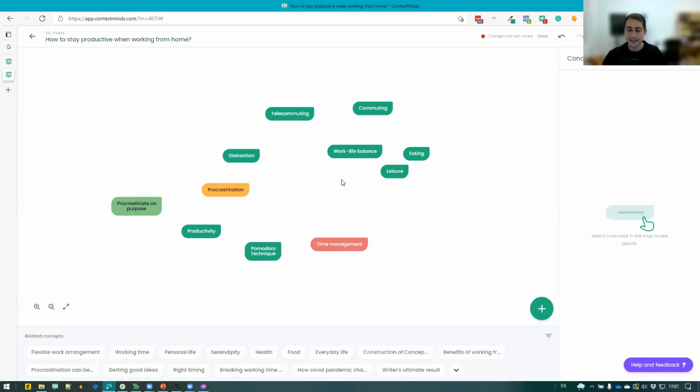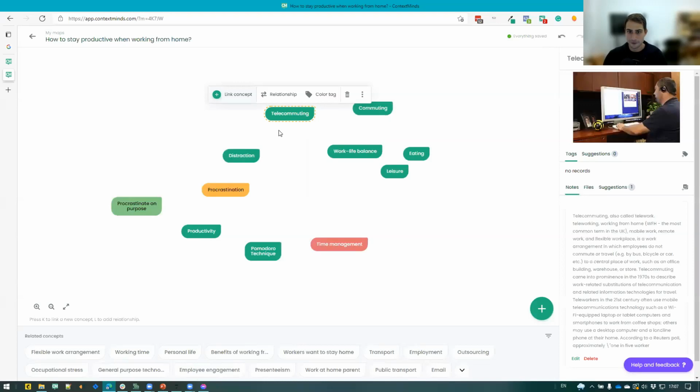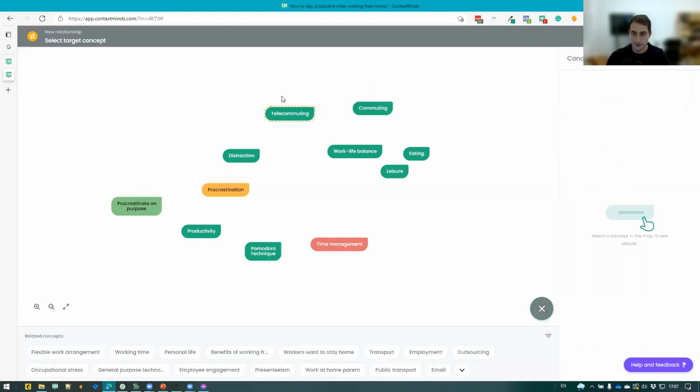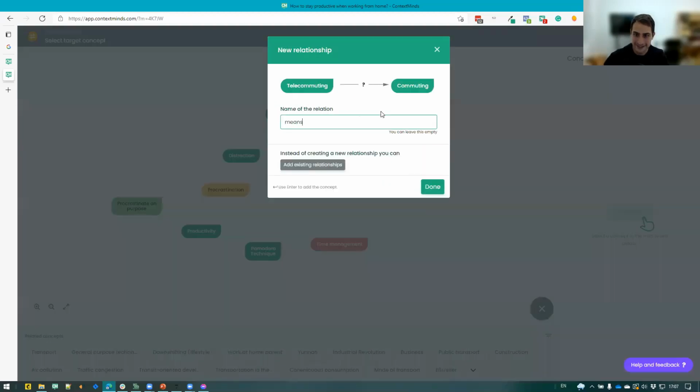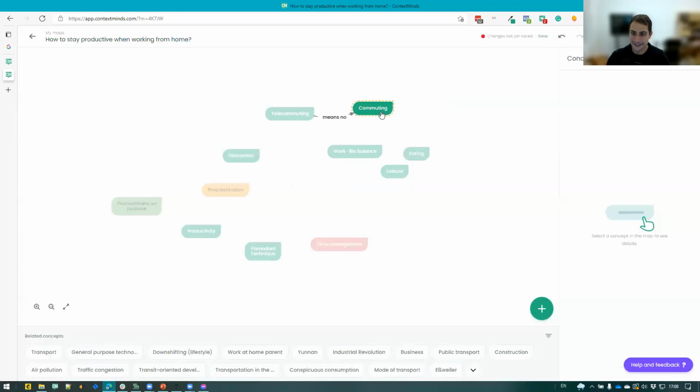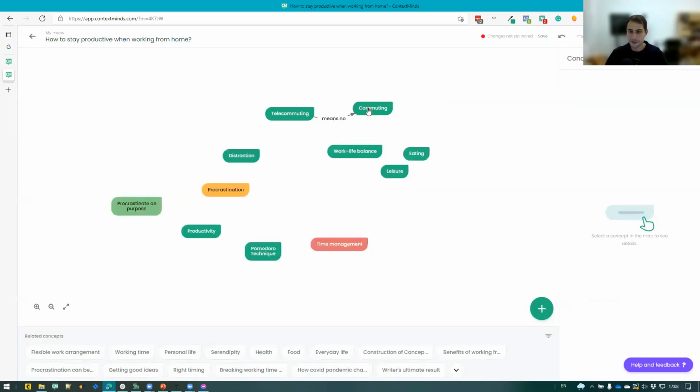probably the most important, and that is interlinking the concepts. So I can again start from the top and start linking as I come up with meaningful relationships between the concepts. So this is simple. Telecommuting means no commuting. Again, I'm choosing simple labels for the relationships. So simple, but complex enough so that I can later use them for the writing, so that I know what the meaning of the relationship is.